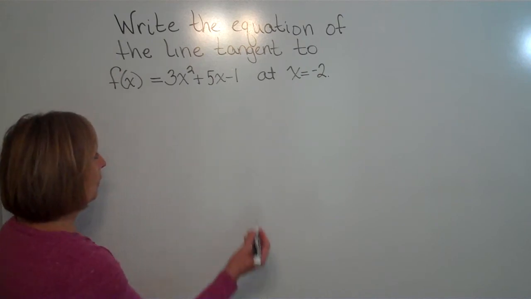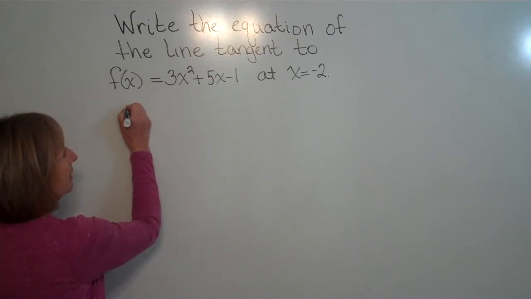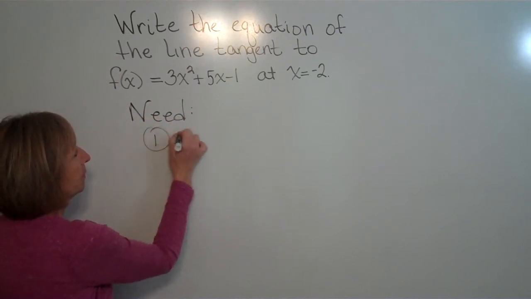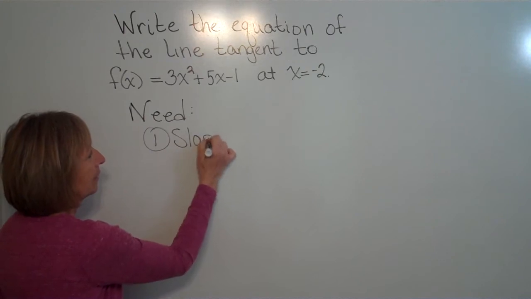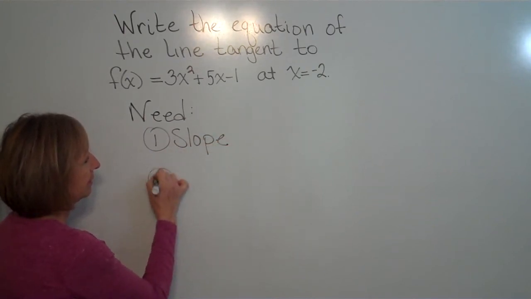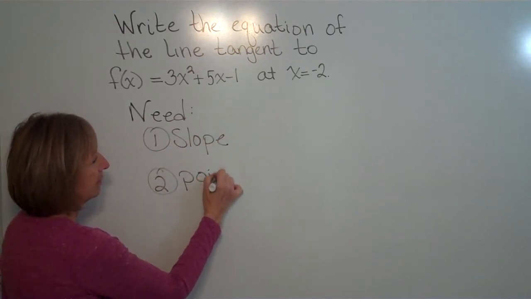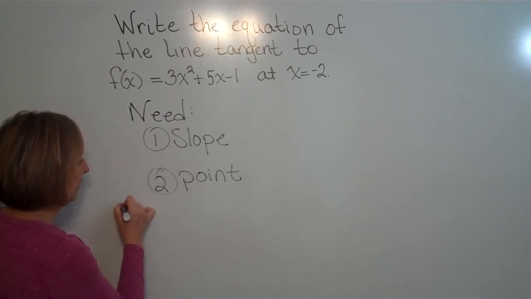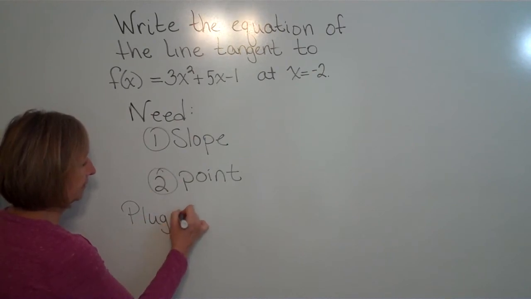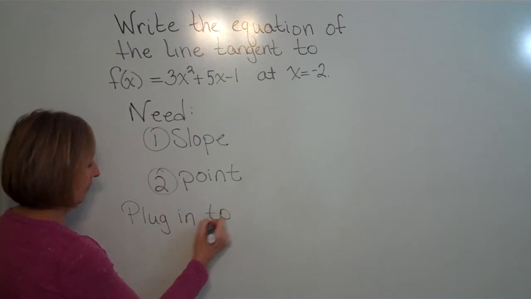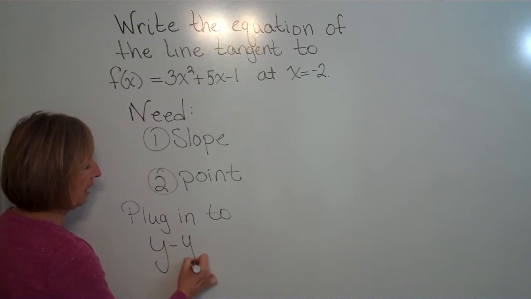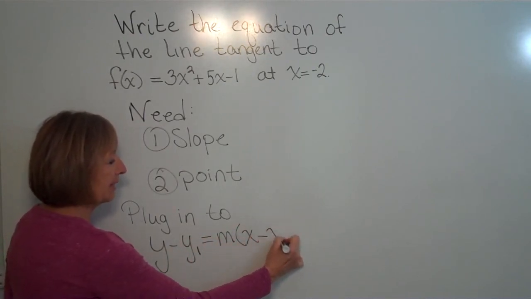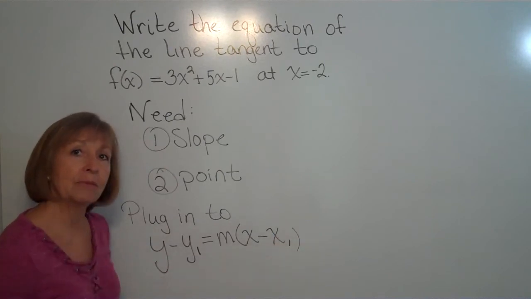So what occurs when we want to write an equation of a line is that we need the slope, a point, and then once we have the slope and a point, we then plug the information into the point slope form: y minus y sub 1 equals m times the quantity x minus x sub 1.